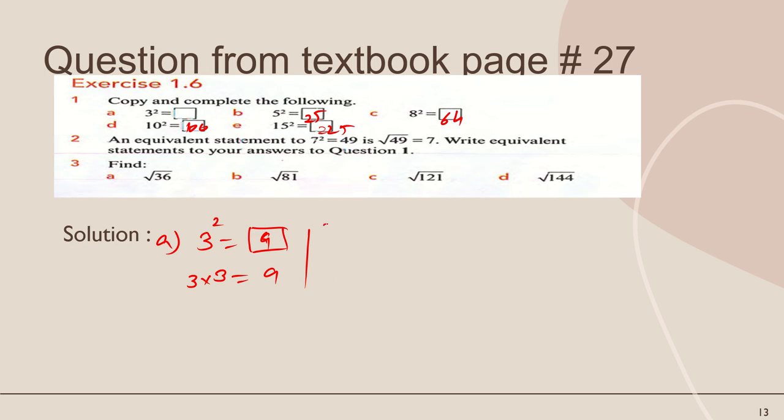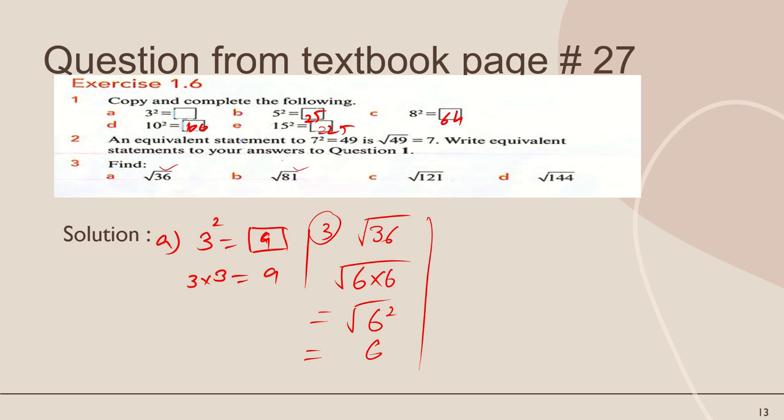Now first I will solve question 3, then question number 2. Find the square root of 36, 81. How can we find the square root of 36? Write it as 6 times 6. So write it in square form. So the square root of 36 is 6.